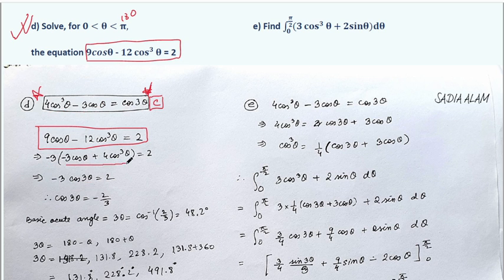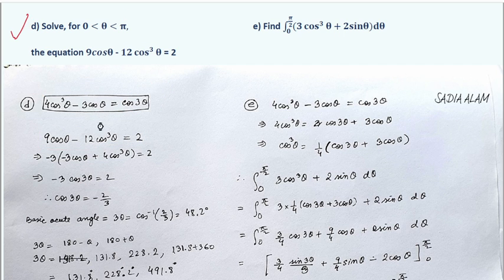So now this whole thing is basically cos 3 theta from the triple angle formula we have proved in part C. Okay, so minus 3 cos 3 theta equals 2. This is our equation. From here, if you just shift this minus 3, we get minus 2 by 3. So the basic acute angle is basically 3 theta.